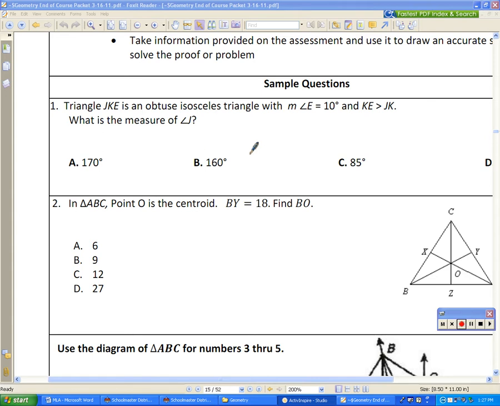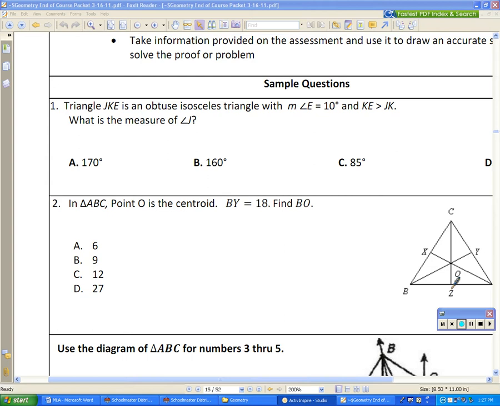Okay, number 2. Got this little guy over here. Point O is the centroid. And then it says BY is 18, find BO. So we talked about the centroid yesterday or the day before. What is the centroid made up of? The medians from the triangle. Okay? So one of the things we talked about that is true about the centroid is how does it divide these segments here? Into thirds, yep.